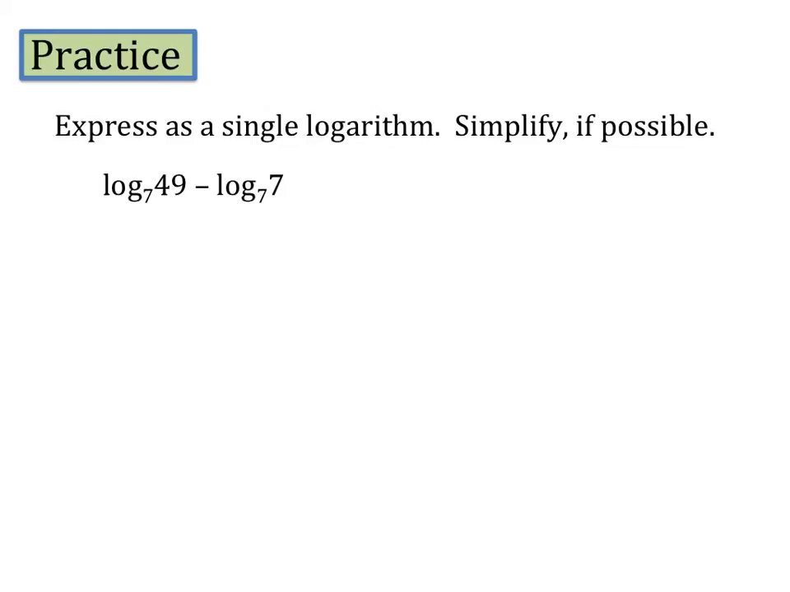Let's do one more practice problem. So same deal, we have two logarithms, we're subtracting them from each other, and the bases are equal. So since the bases are equal and we're subtracting them, we can make them into one fraction. So 49 over 7 is 7, log base 7 of 7.